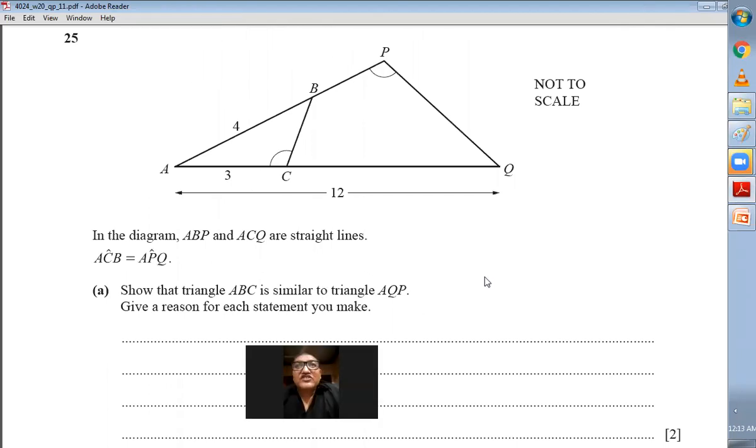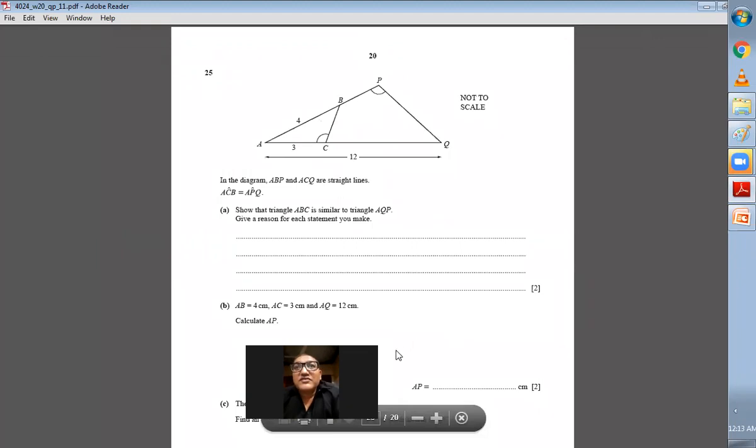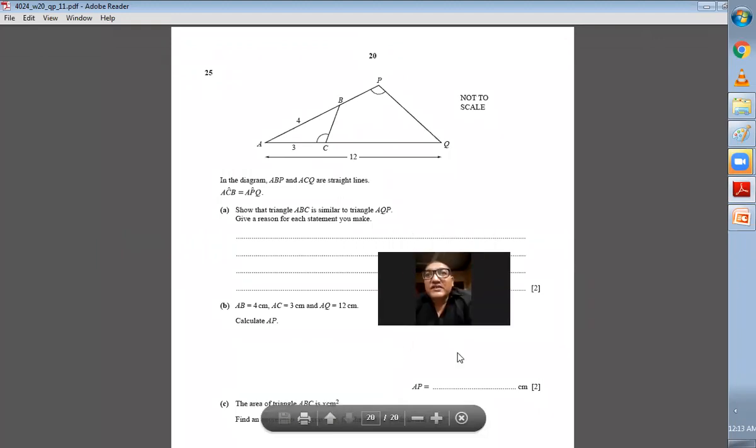So here we go. This is the question which is showing on your screen. In the diagram, ABB and ACQ are straight lines. The ACB angle and the APQ angle are equal to each other. Show that the triangle ABC is similar to the triangle AQP. Give a reason for each statement you make.